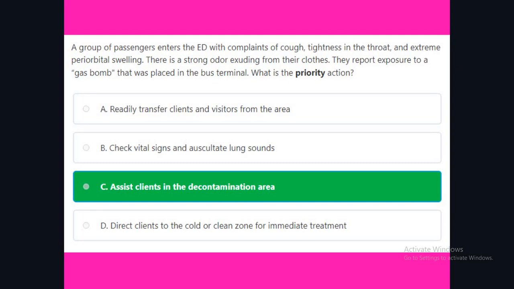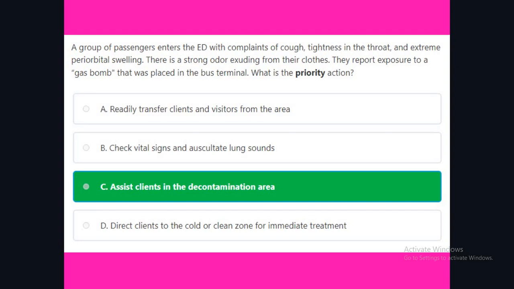Now, this is the exception which I was talking about. Readily transfer the clients and visitors from the area, check vital signs and auscultate lungs, assess the clients, move them to the decontamination area, direct clients to the cold or clean zone for immediate treatment. In case of a disaster like chemical exposure, decontamination is always the first thing to do before acting on anything else, right?